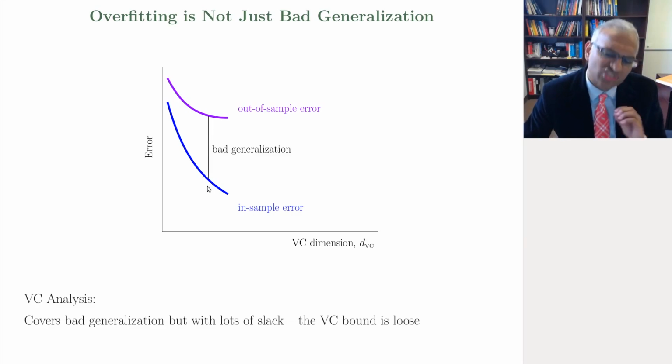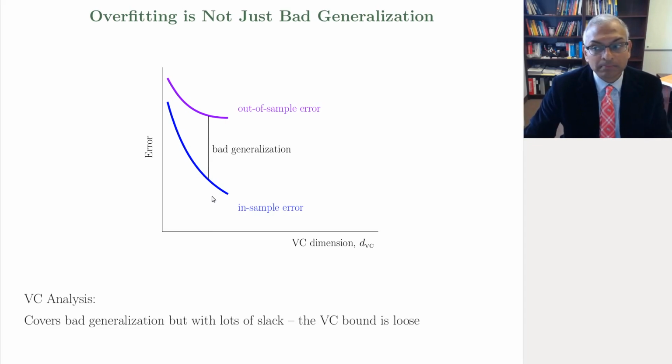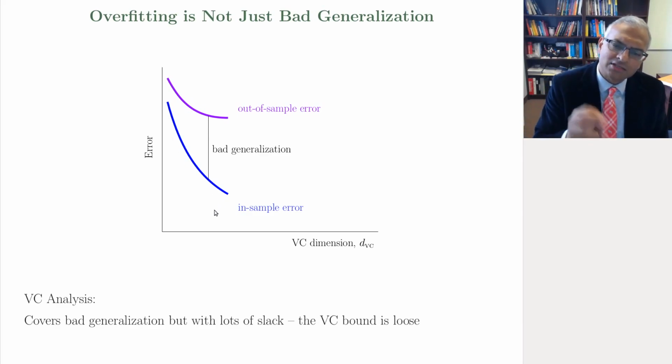And why do I say that that's just bad generalization? It's because, what's happening here? As you give me a larger and larger VC dimension, I'm getting the in-sample error lower and lower, i.e. I'm fitting the data more and more. And as I fit the data more and more, I'm getting lower and lower out-of-sample error. And that's great, because all I care about is the out-of-sample error. So it's not a bad idea to fit the data more and more. So what's this business about fitting the data more than is warranted?